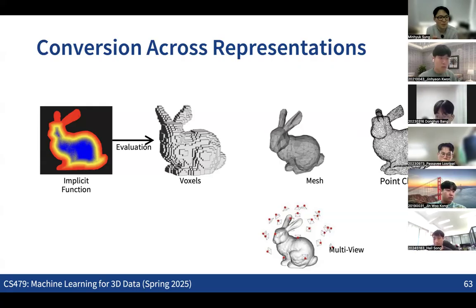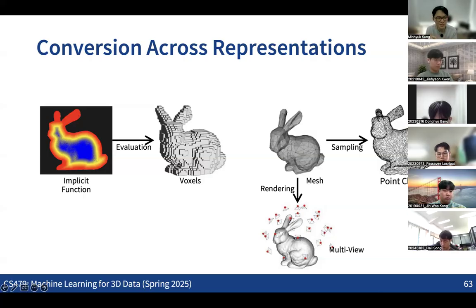How about the conversion from mesh to point cloud? It's also very simple, right? We just need to sample points over the surface since we already have the surface information. So mesh to point cloud is also a straightforward conversion. Also, the conversion from mesh to multi-view is very simple. We just render the images from all the different views, right?